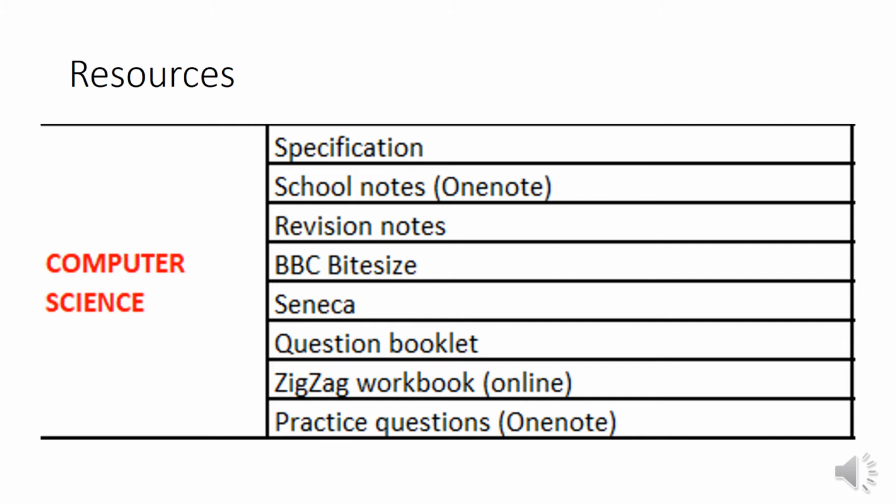And this here is a list of the resources which I used for the Computer Science GCSE. So from the top you have the specification, you have my school notes which were made on Microsoft's application called OneNote, my own revision notes, BBC Bitesize, Seneca, which is a fantastic website which we'll get to later, a question booklet which was given to me by school, a Zigzag workbook also given to me from my school, and practice questions which were on the OneNote provided by my teacher.